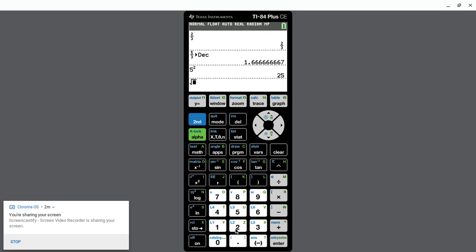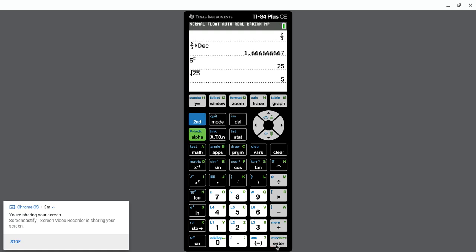Now, I need the square root of 25. It is always best practice to hit our right arrow when we're done typing in our number to get out from under the radical, just in case we were to do something else with this number after. So the square root of 25, I hit enter, and looky there, it is 5.